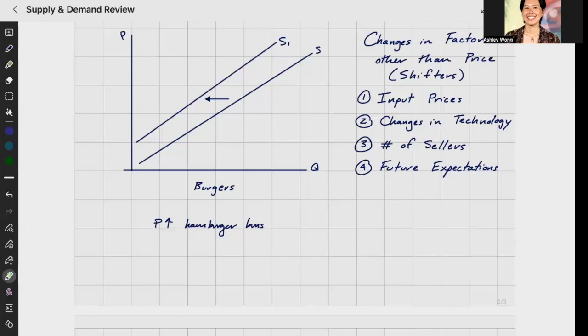So just to reiterate with this example, when the price of hamburger buns increases, that's a change in the input price for burgers. Burger production becomes more expensive. Producers want to supply less at every given price, so the supply curve will shift to the left.